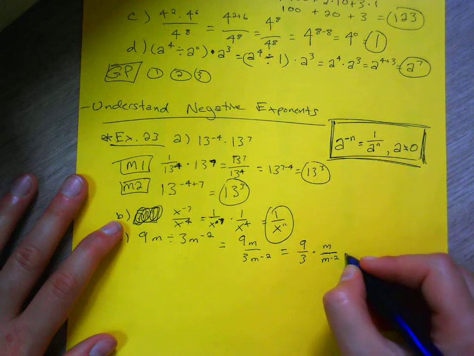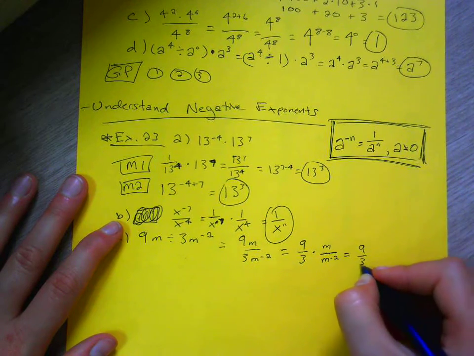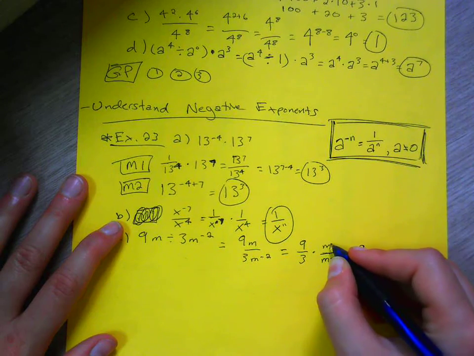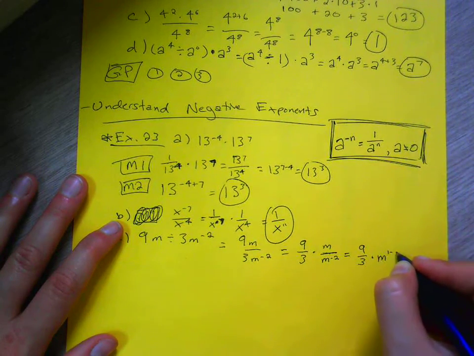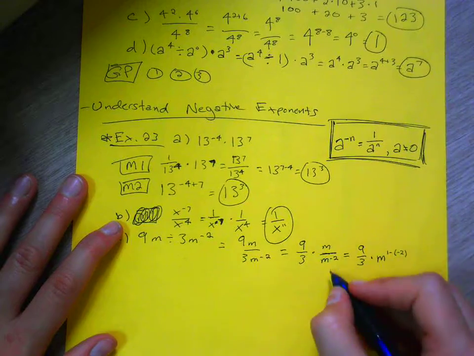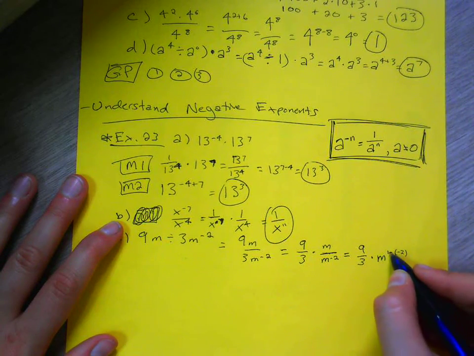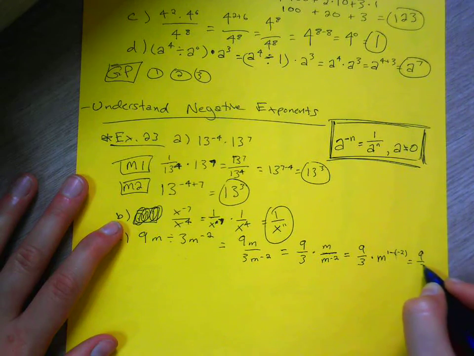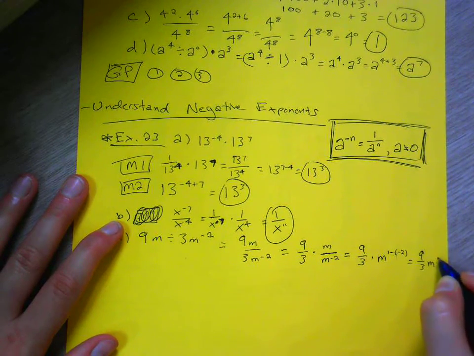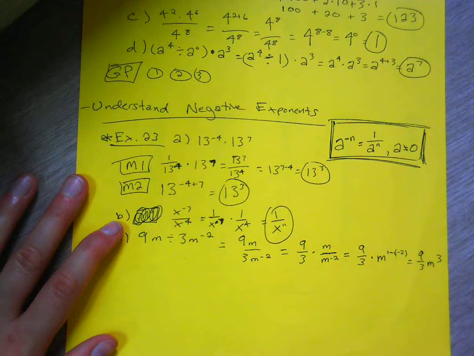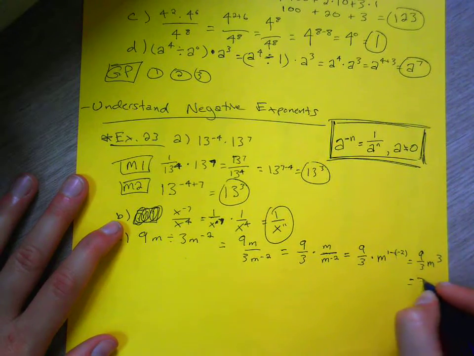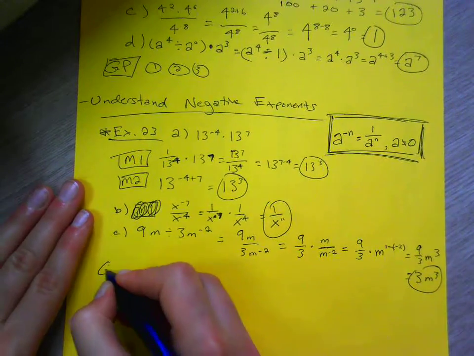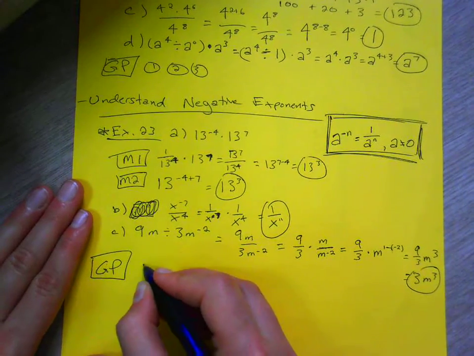carry over 9 over 3, times m, this is a 1, so we can do 1 minus our negative 2 because it's division. And we know 1 minus this whole thing turns into a positive, so it would equal 9 over 3 times m to the power of 3, which equals 3m cubed. Go ahead and try that on your guided practice 4, 5, and 6.